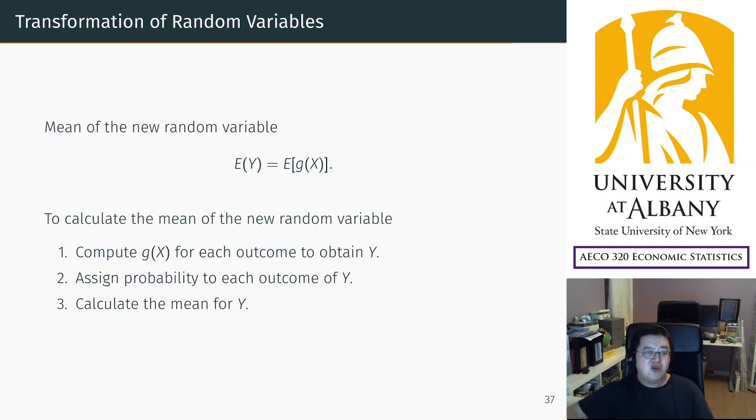And finally, when you have the new random variable y and probability for y, then it's easy. Just calculate the mean using method 2, right? That's how we calculate the mean of the new random variable.